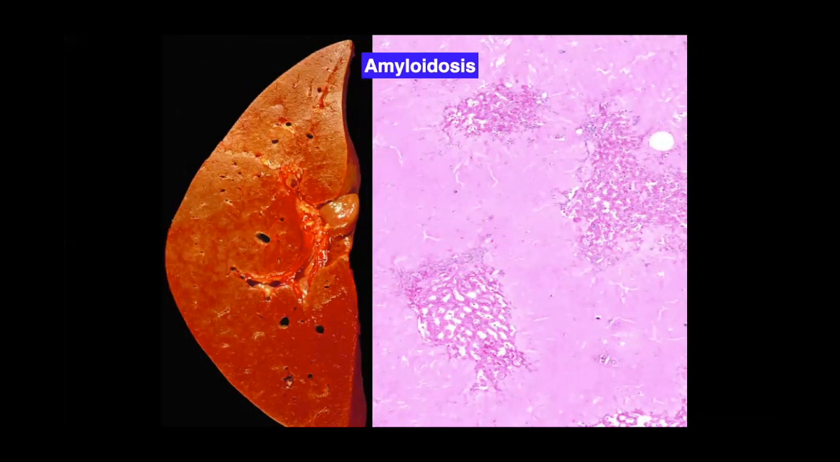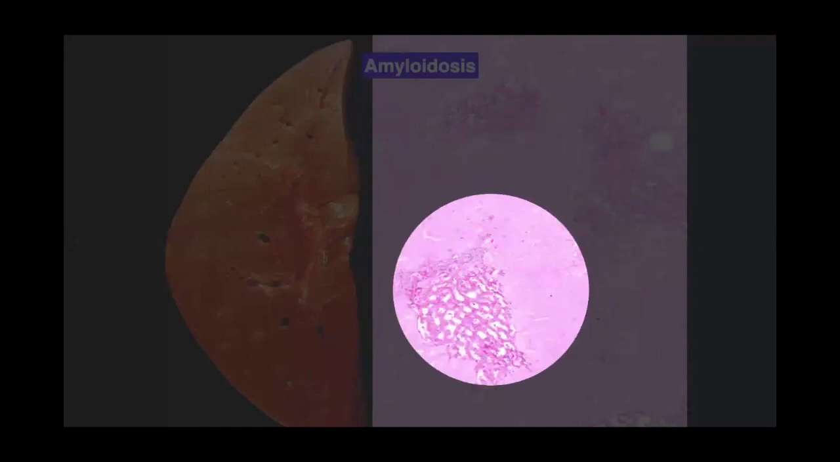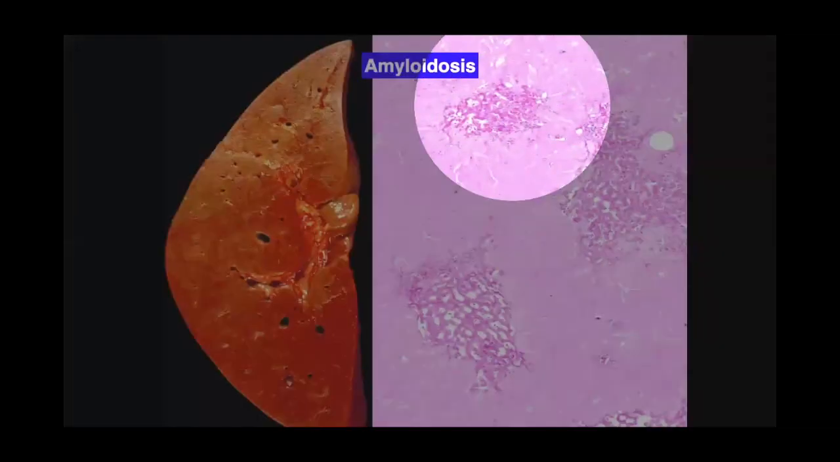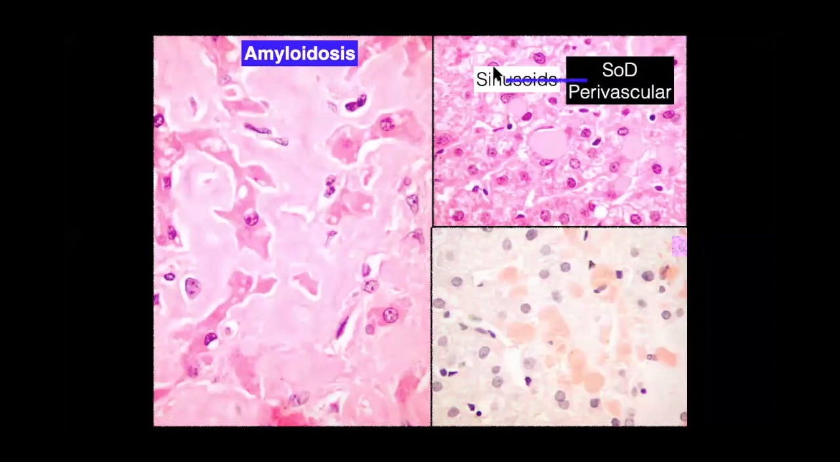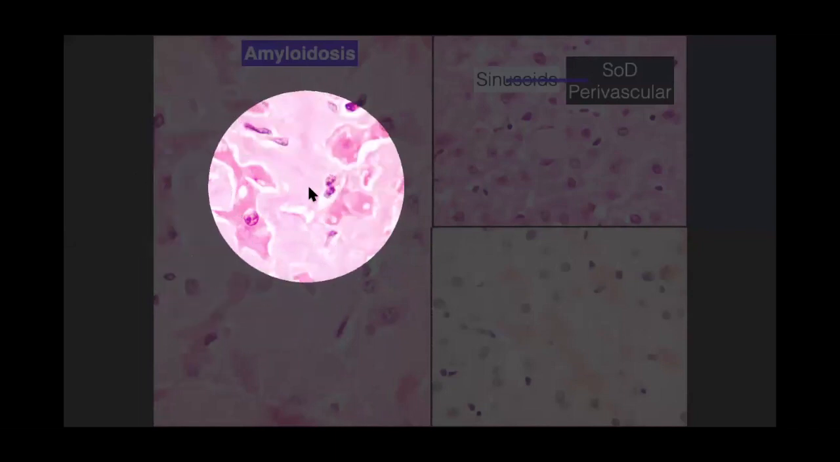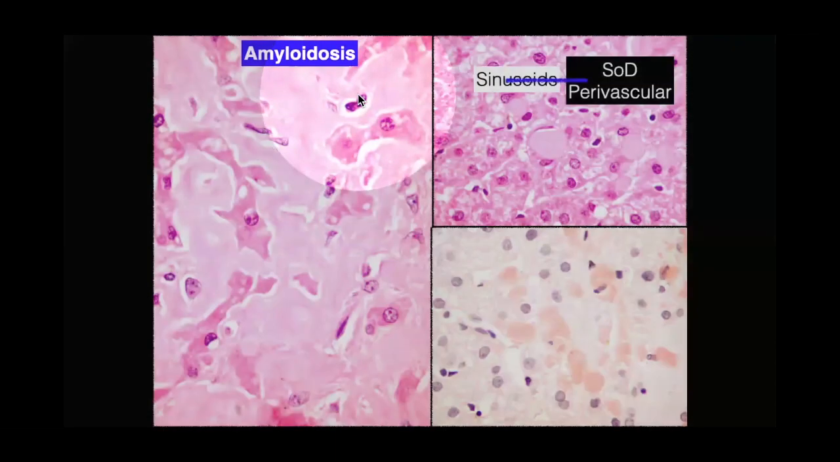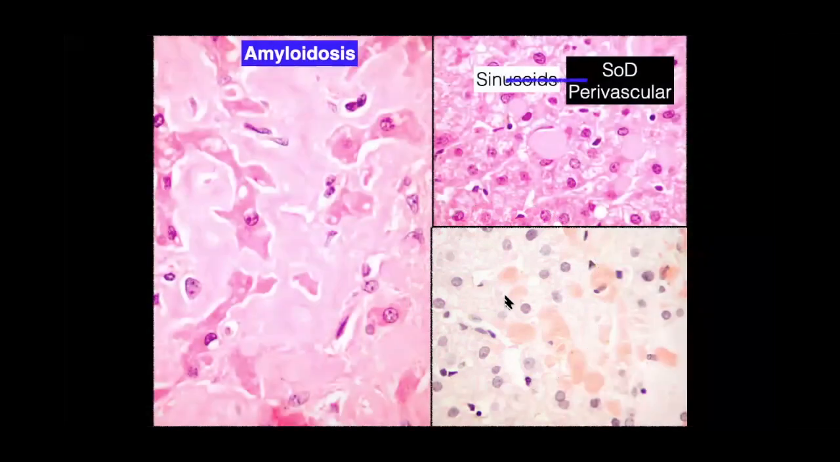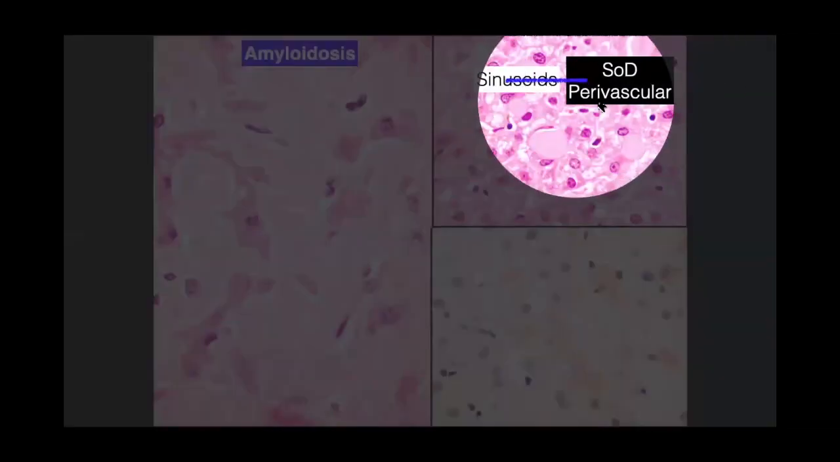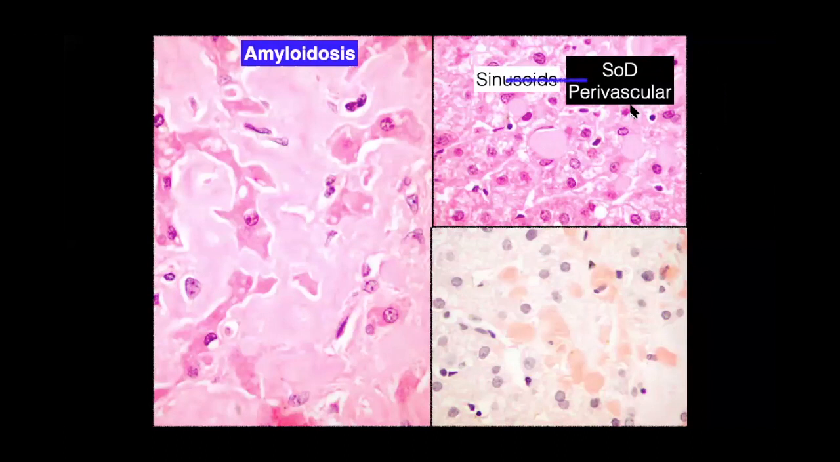side. And this microscopy nicely shows extensive amyloid deposition in the space of Disse with atrophy of the adjacent hepatocytes. Again, high power view, atrophic hepatocytes, amyloid. Congo red, positive here. It's again space of Disse and perivascular pattern.